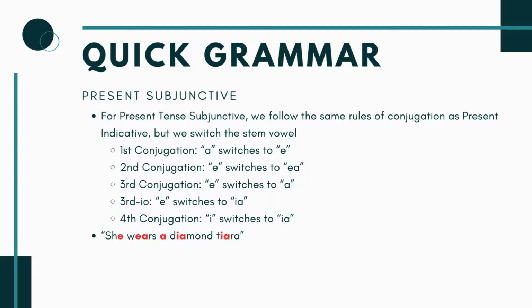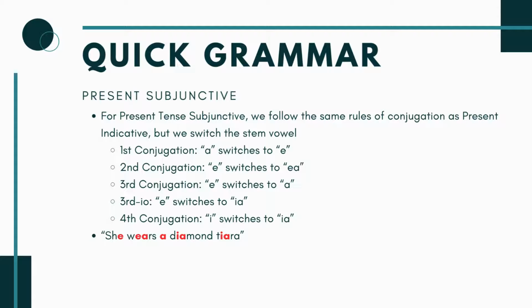So if you want, a mnemonic that a lot of people use is to say "she wears a diamond tiara," right? And there's different versions of this. But the vowels that I highlighted here, the E in "she," the EA in "wears," right? Those vowels represent the different vowel switches you're making if you just run down in order first, second, third IO, and fourth, right? So E, EA, A, IA, and IA. Okay, so that's the idea.